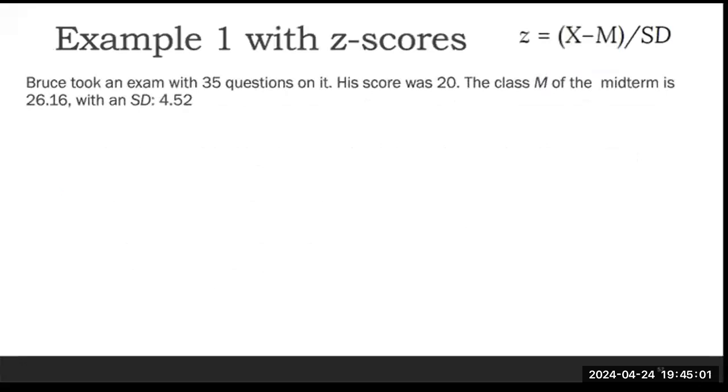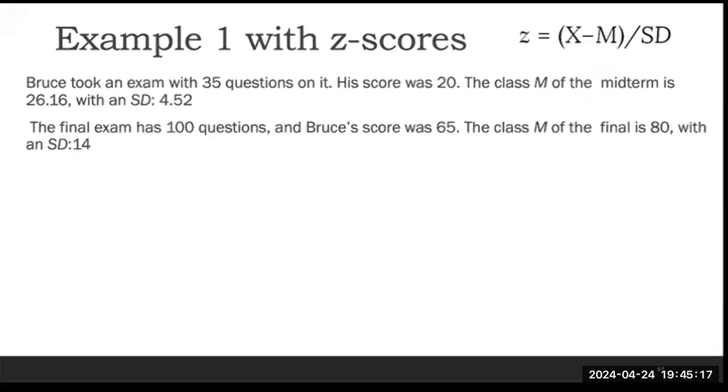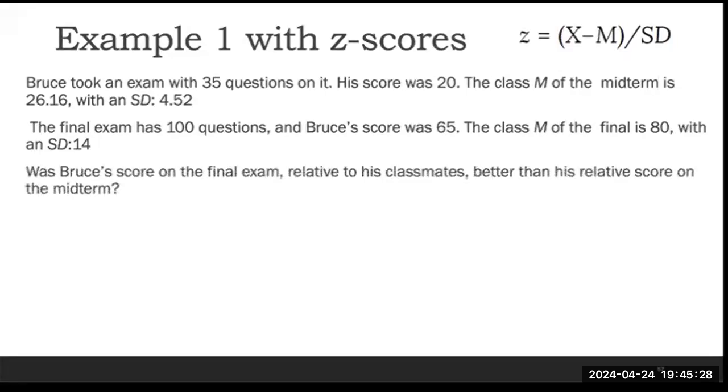Bruce took an exam with 35 questions on it. His score was 20. So 20 out of 35, right? The class mean of the midterm is 26.16 with a standard deviation of 4.52. The final exam has 100 questions and Bruce's score was 65. The class mean of the final is 80 with a standard deviation of 14. A big standard deviation. Was Bruce's score on the final exam relative to his classmates better than his relative score on the midterm? So this is an example of where you could use Z-scores, right?